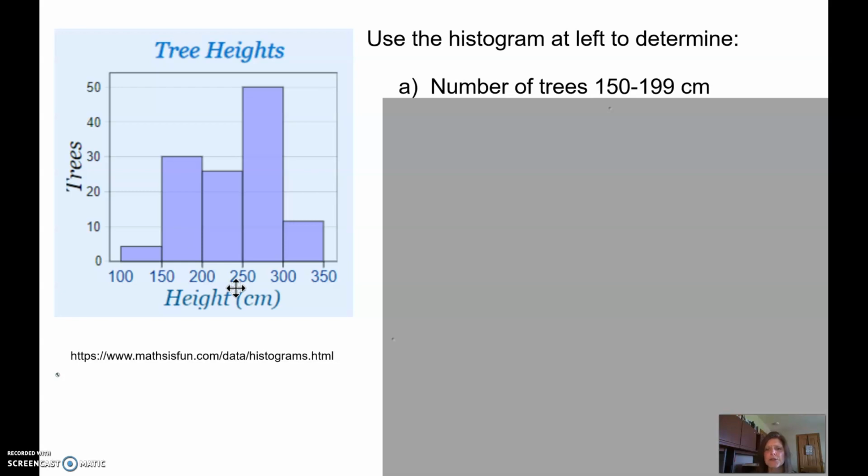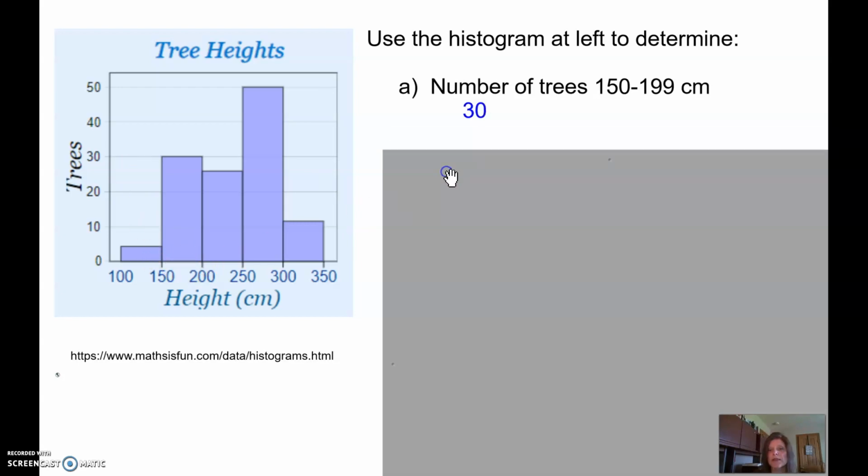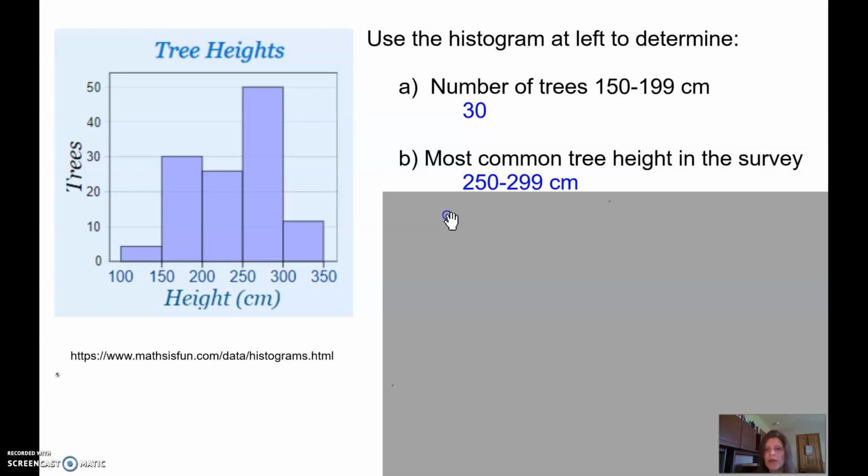So they're asking the first question, what's the number of trees in the class 150 to 199? Well, 150, and then find the frequency over here, 30. So 30 is the frequency for the 150 to 200 bar. So I'm going to say that's the 199. Next question. Oops. Well, you see the answer.